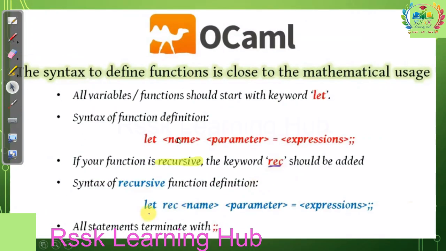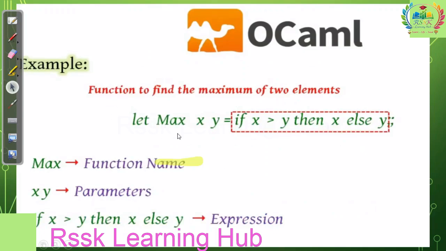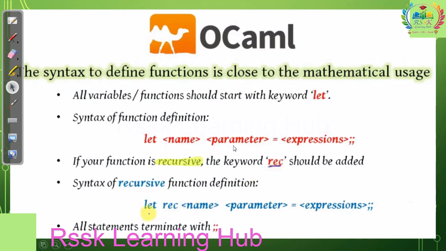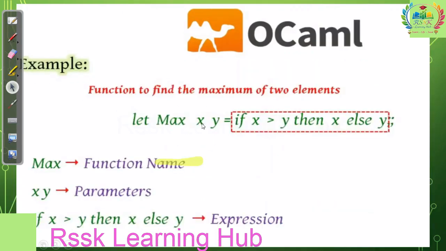This is your previous code, right? Let keyword followed by function name. Parameter is assigned for an expression. Now see this one. Let keyword followed by function name is max. Then that one is assigned for what? Parameters. Parameters x, y you are passing are assigned for an expression. This rectangle thing I am embedding now. This is the expression part.